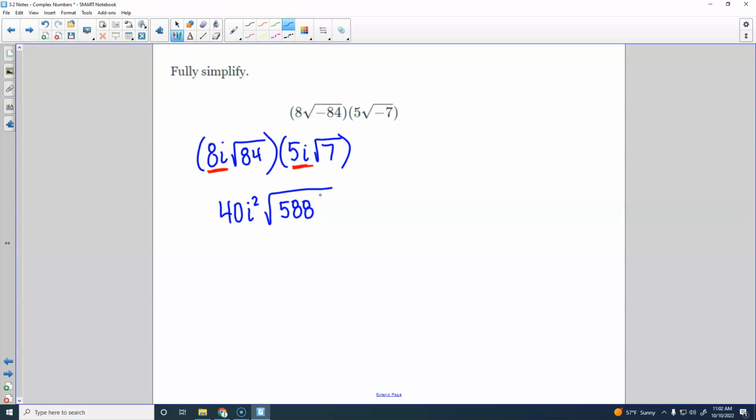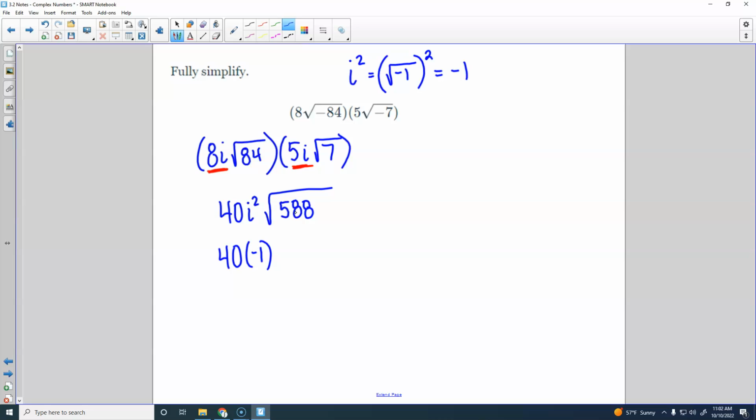Okay. So, anybody remember, what does i squared equal? Not positive 1. Negative 1. Because i is the square root of negative 1, right? If we have square root of negative 1 and we square it, squares and square roots undo each other and we just get negative 1. So really this is 40 times negative 1.